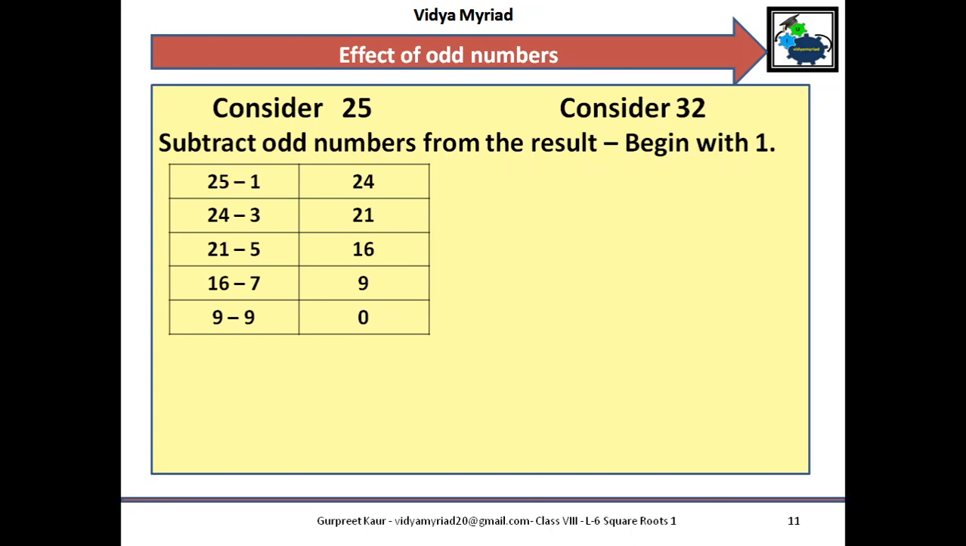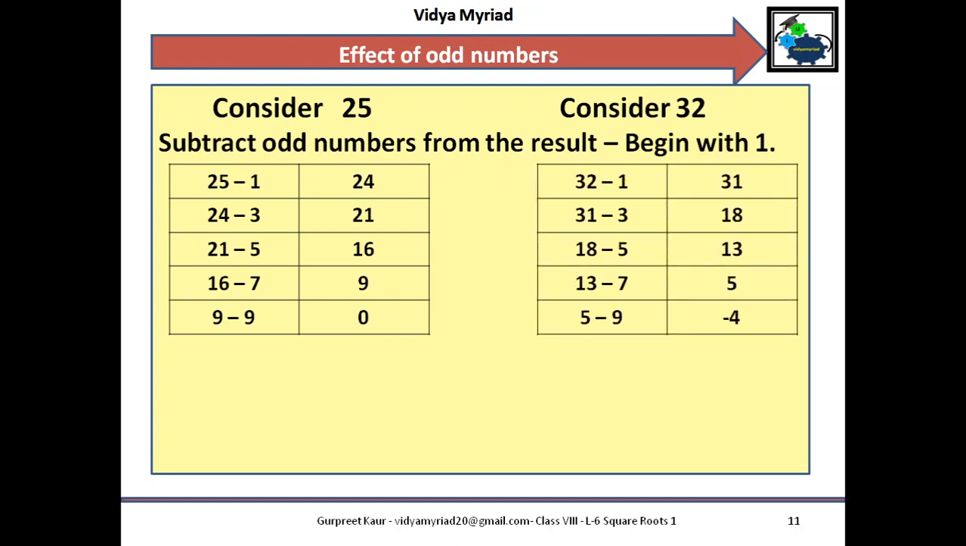1 is the first odd number. It gives you 24. Take 24 as a result, then minus 3, you get 21. Then 21 minus 5, 16 minus 7, 9 minus 9 equal to 0. Your end result is 0. But if you look into the case of 32, there is no 0. Number has gone to the negative place.